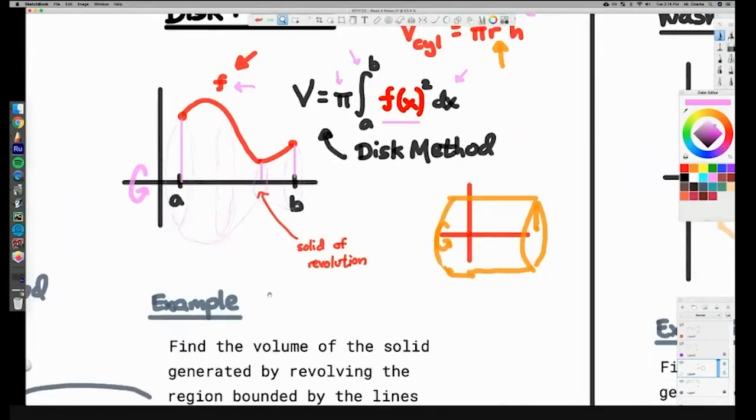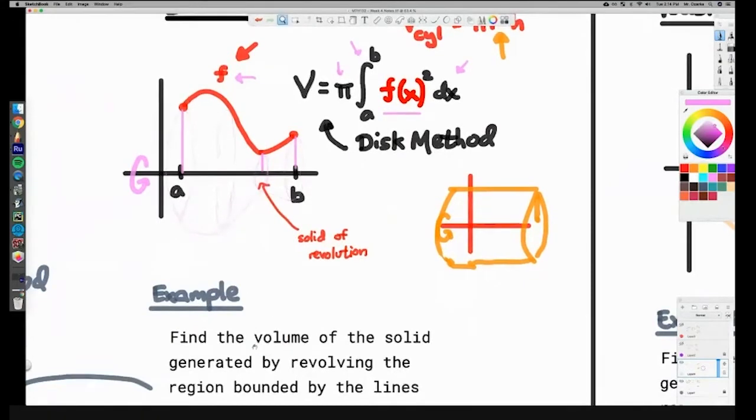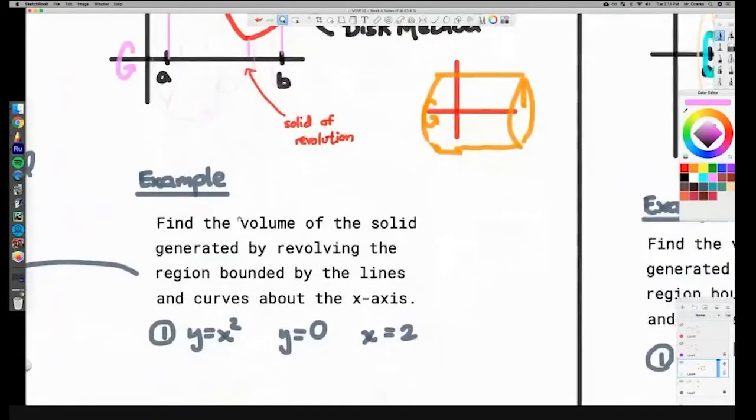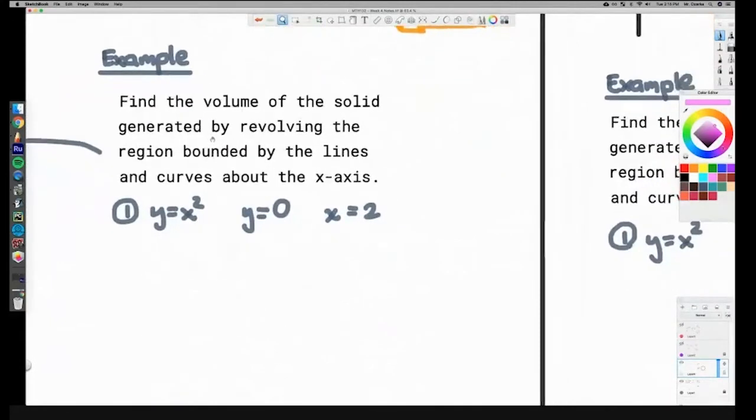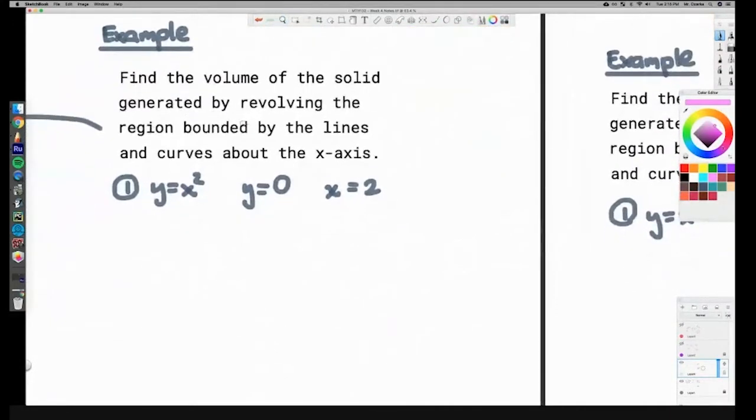But all right, so let's do an example because this is still very, very complicated, and an example could help tighten the screws a little bit. So it says, find the volume of the solid generated by revolving the region bounded by the lines and curves about the x-axis. So here's a curve right here. Here's a line, and then here's another line. That's a vertical line. So what we're going to do is graph all of this to figure out the region that's bounded by all these three things here.